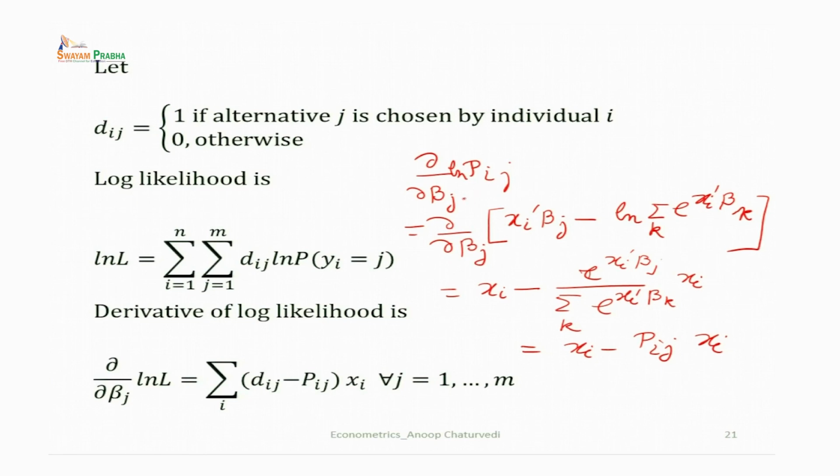And actually, if here you have any other term, say if instead of j you take j dash, then the derivative of this term will be 0. Of course, this term will appear. So, the derivative of the log likelihood function is del over del beta_j log L equal to summation over i of (d_ij minus p_ij) x_i, where d_ij takes value 1 if the individual i chooses alternative j, and it is 0 otherwise, for all j equal to 1 to m. So, this is the derivative of the log likelihood function with respect to beta_j.